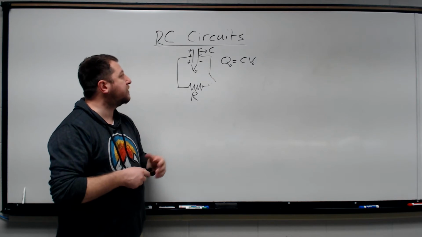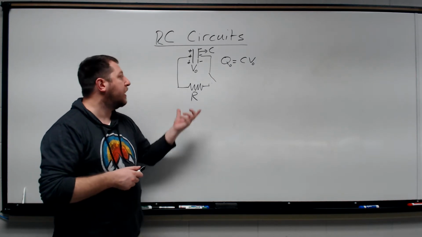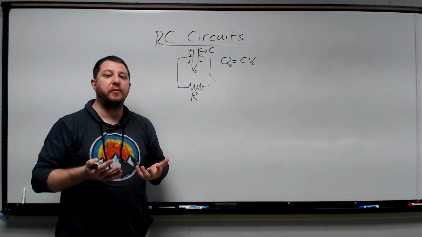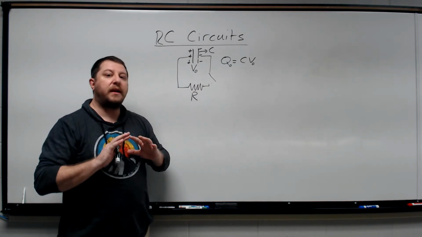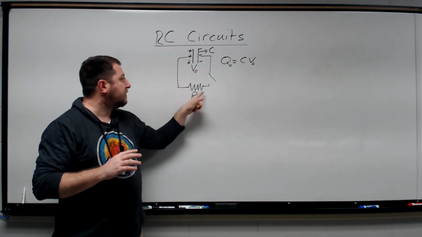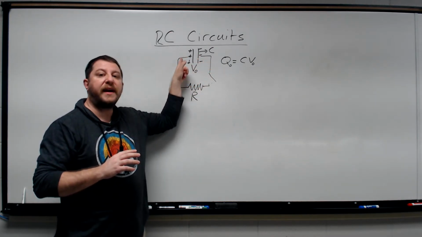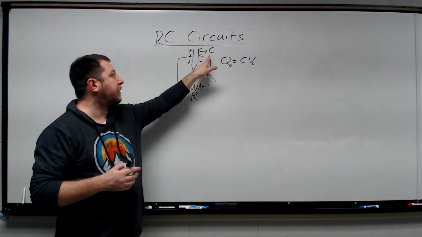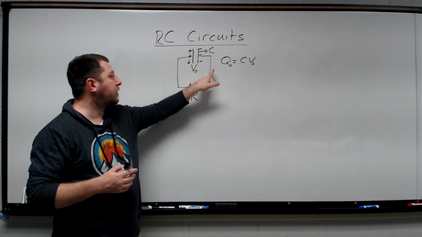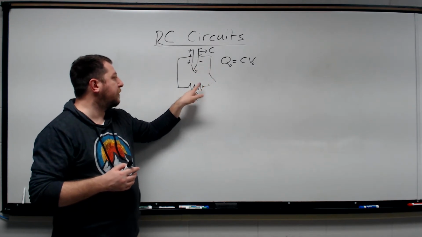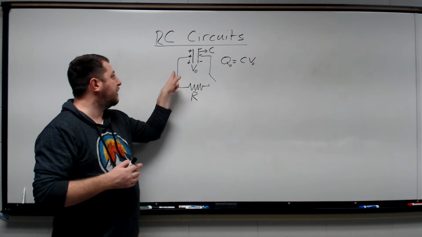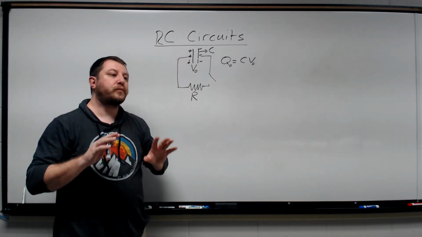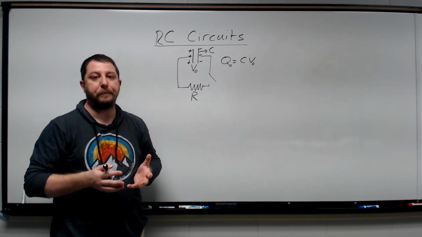When that happens, my current's going to start flowing. The current through the resistor is representative of the current through the circuit. The current at all points through the circuit must have the same value. Since this is a single loop, it doesn't matter where I put my ammeter, right by the switch, or right by the resistor on either side. No matter where I put my ammeter, the measurement's going to be the same.